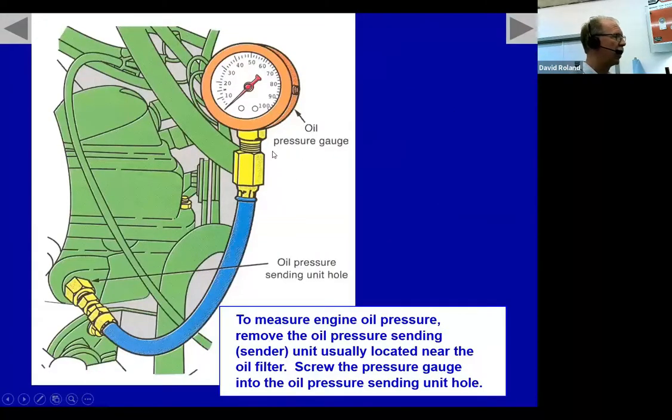Oil pressure testing should always be done with a mechanical gauge. If you suspect there's a problem with the gauge in the dash, you should always verify that the mechanical gauge agrees with the dash gauge. Don't trust the gauge in the dash. Always trust a good mechanical gauge. So if you think there's an oil pressure problem, use a mechanical gauge, remove the sending unit. The sending unit would go here. The electrical sending unit comes out, the gauge attaches, and then run the engine. Remember that when the oil warms up, it thins out. And as the oil thins out, the pressure drops.